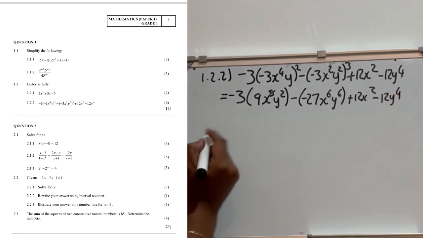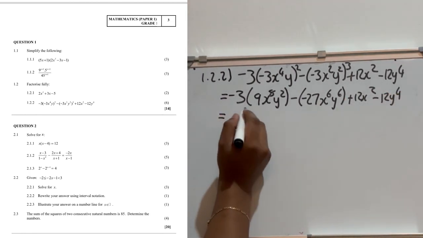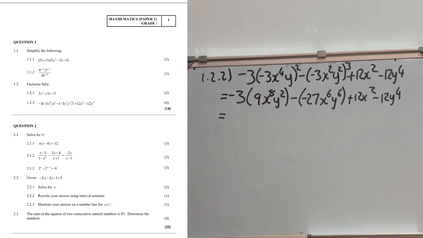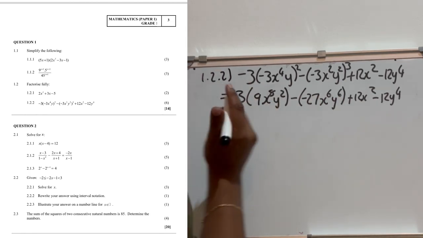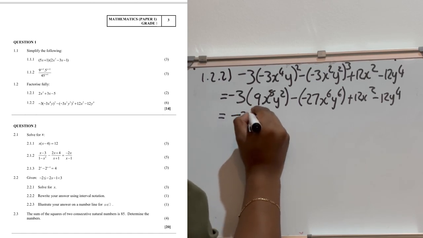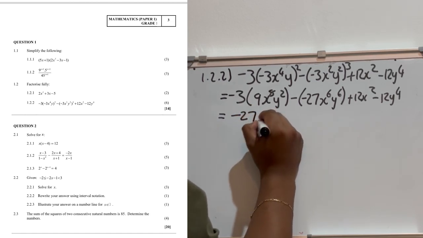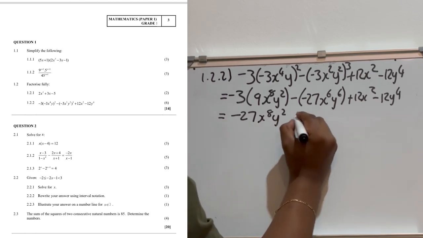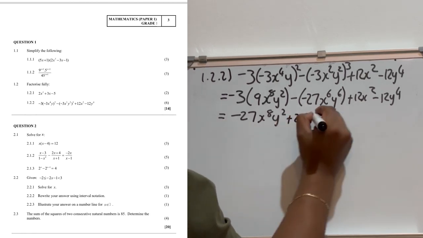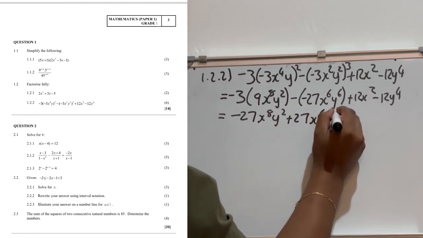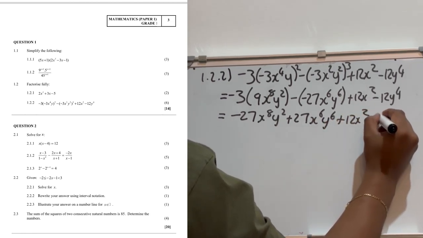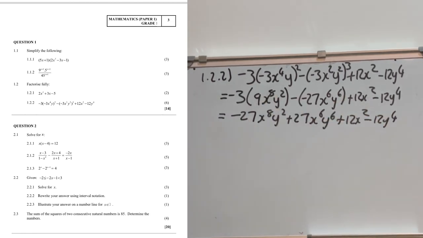Okay, then here we're going to just multiply the minus 3 in there. So in the first thing, I think we can take out a minus 3, or just multiply everything out first. 9x to the power 8 y to the power 2, and this becomes plus 27x to the power 6 y to the power 6 plus 12x squared minus 12y to the power 4.